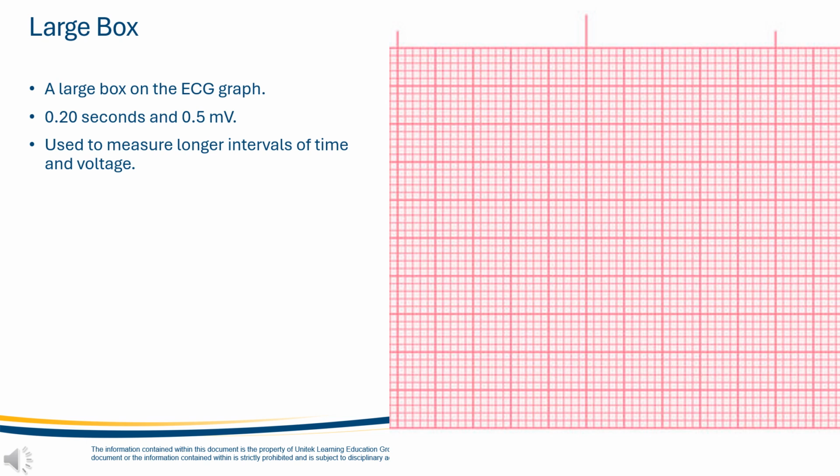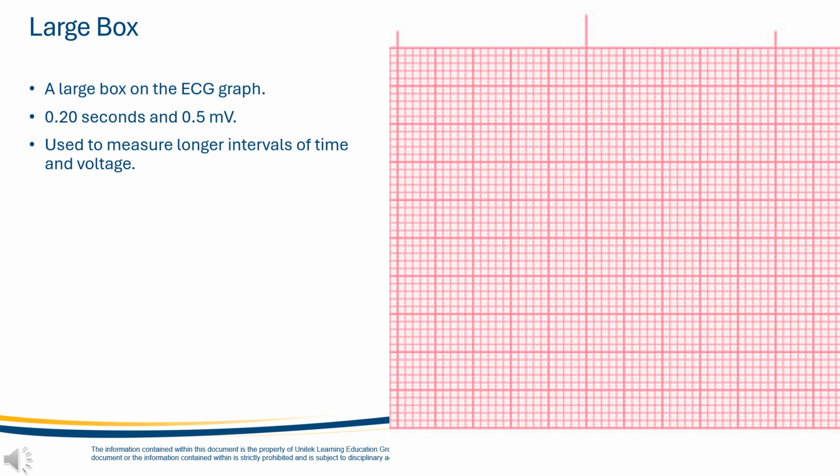QT interval, this is another critical measurement, and this extends from the start of the Q wave to the end of the T wave. Again, it's the total time for ventricular depolarization and repolarization, and a prolonged QT interval can be a marker for potential arrhythmias. Now let's look at the voltage measurement.